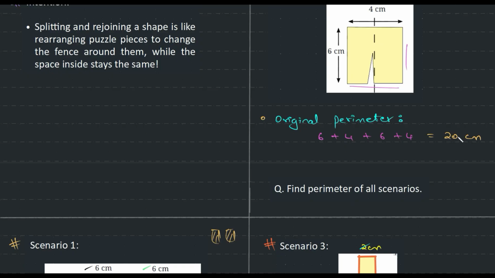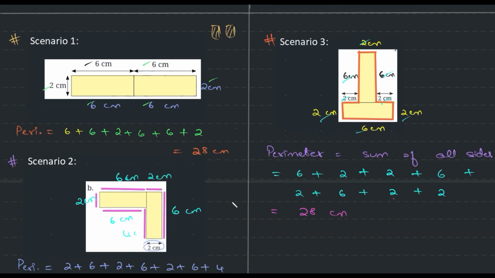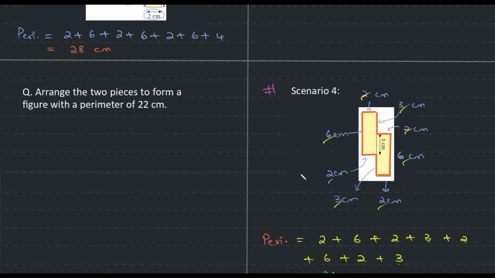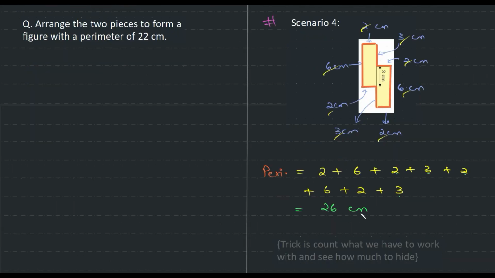Now, I started off with a figure which has 20 centimeter perimeter. When I cut and rearranged, you can see that I can get any length. I hope I added it right. But for the first 3 cases, we got 28 centimeter. And the fourth case, we got 26 centimeter. So you can rearrange in many ways and get many different lengths.